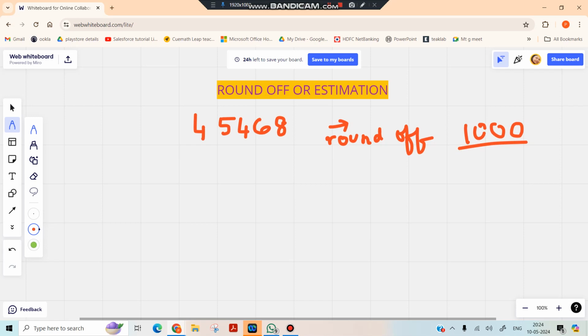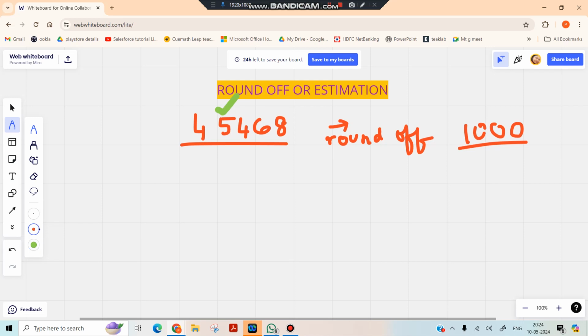So we will find out the lowest and the highest thousand between which our given number lies in the number line. So first thing we'll check which is the digit in the thousands house of our number. Again, why I am saying thousands house? Because I have been asked to round off to the nearest thousand. So which is the digit in the thousands house? It is 5.